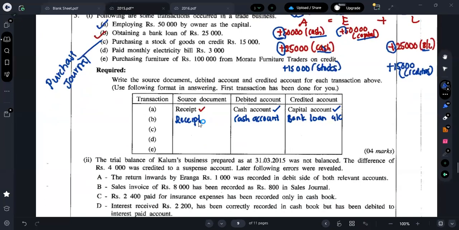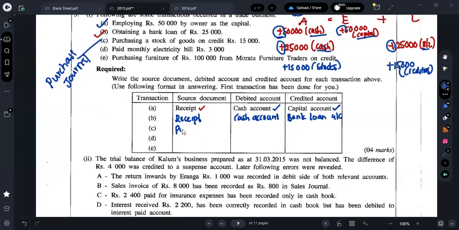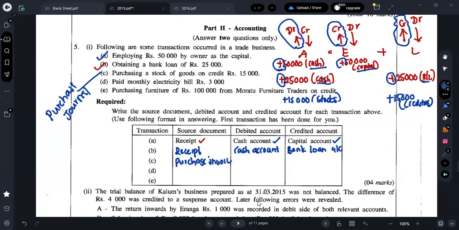So if it is the purchase journal, what's the source document, guys? Purchase invoice. Here they are asking for the source document, guys. If you write purchase journal, it's wrong. It should be purchase invoice. Now how do we figure out what account should be debited and what account should be credited? Now you also need to know a theory.